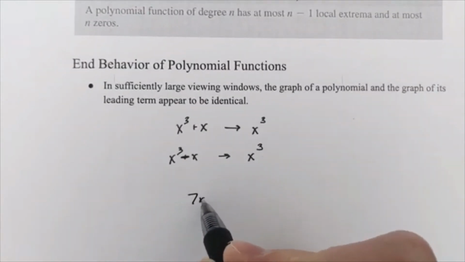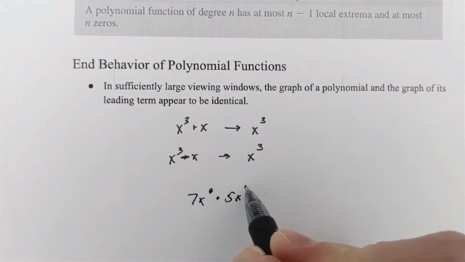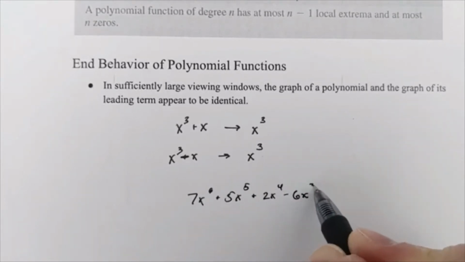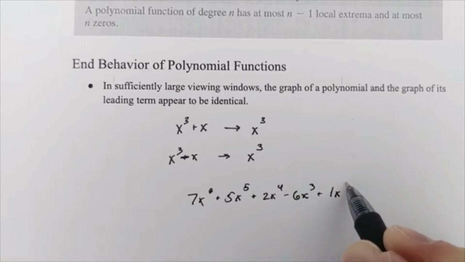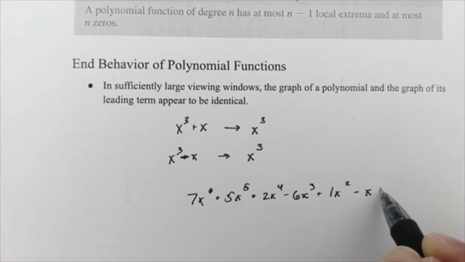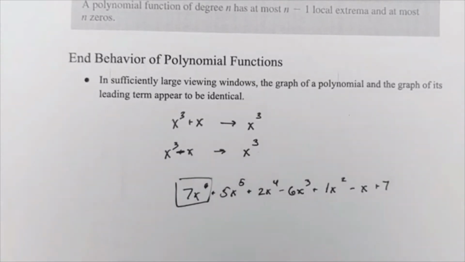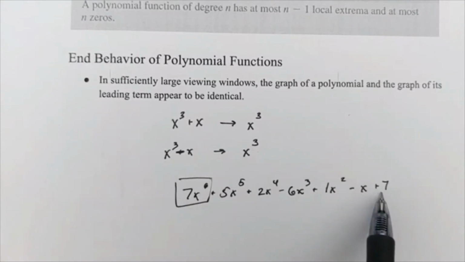If I have 7x to the 6th plus 5x to the 5th plus 2x to the 4th minus 6x cubed plus 1x squared minus x plus 4, the only term that matters when I'm looking at the end behavior is the 7x to the 6th. Because this x to the 6th, as x gets very, very big, swamps all the rest of these terms. If x is 1,000,000, 1,000,000 to the 6th times 7, if I add 7 to it, might as well be the same number.